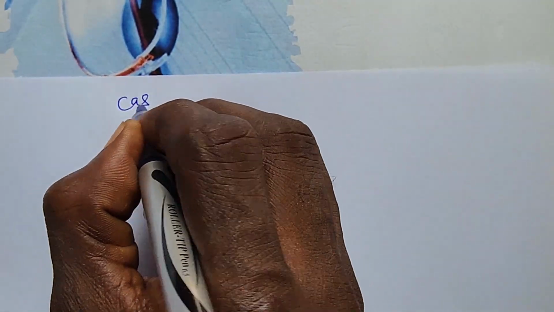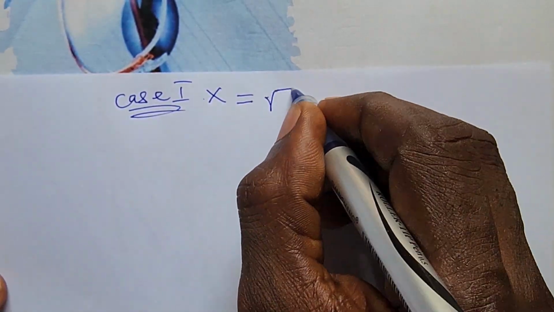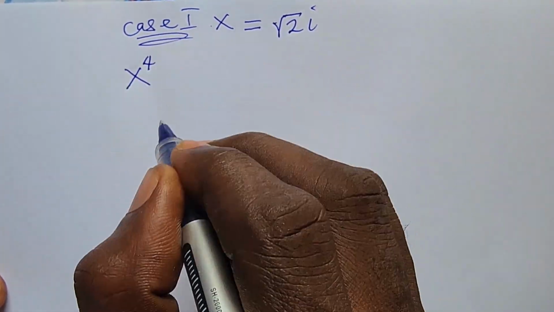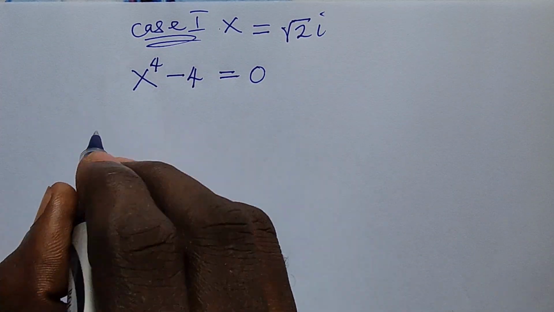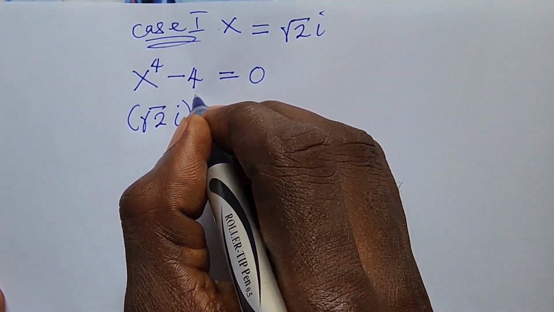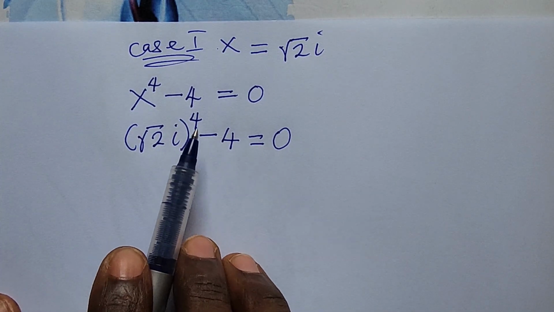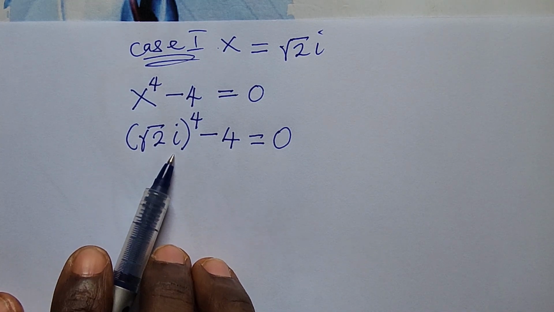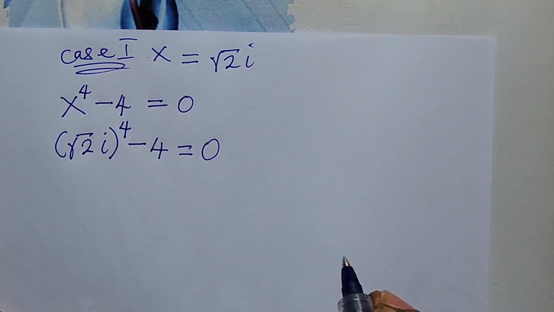Case 1, which is automatically root 1, where we have our x equal to root 2 iota. So the question again is x to the power of 4 minus 4 equal to 0. So let's quickly substitute. We're going to have root 2 iota all raised to power 4 minus 4 equal to 0. Now, we have to use this power to open up everything here. So the first thing we have to do here is, what is iota to the power of 4? Now, let me quickly give you a check into this.